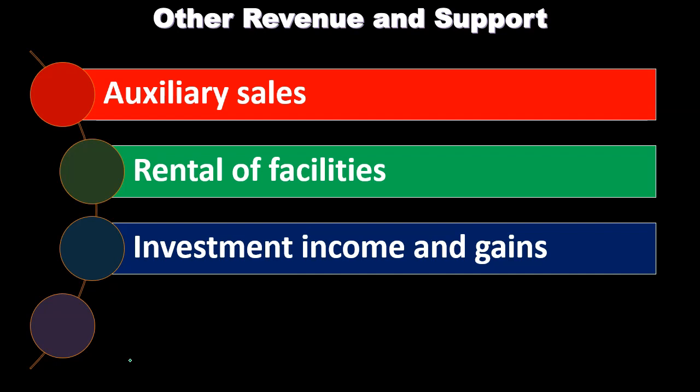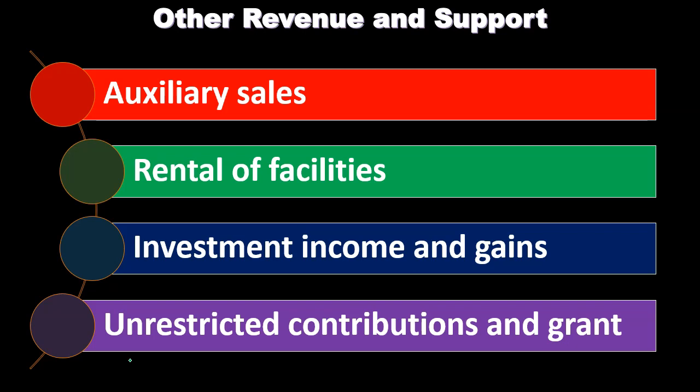Investment income and gains. So if we have investments in stocks and bonds or something like that, and we have income or gains on that, it could be another source of revenue. Unrestricted contributions and grants. Unrestricted contributions and grants, another type of revenue.